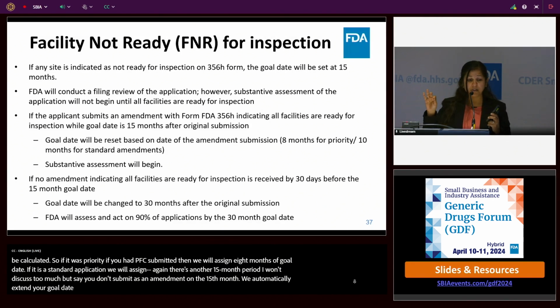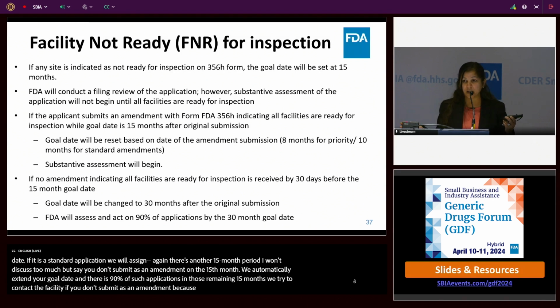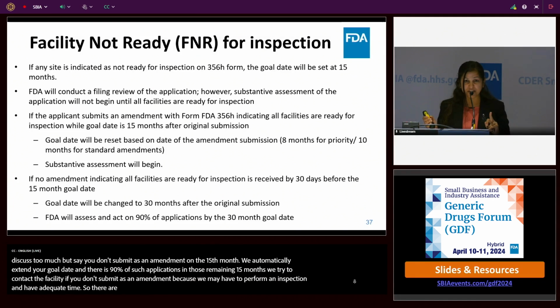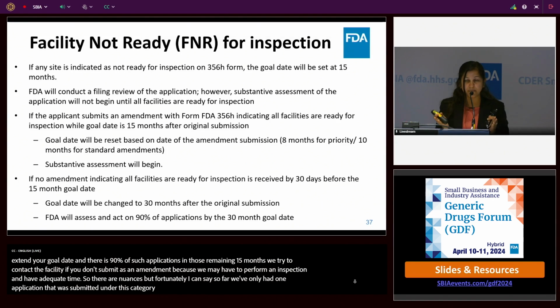We have a commitment to assess 90% of such applications. So in those remaining 15 months, we will try to contact the facility if you don't submit an amendment, because we may have to come for inspection. We have to have adequate time for inspection. So there are some nuances, but fortunately I can say that so far we only had one application that was submitted under this category, and the applicant submitted within the first 15 months an amendment saying that they are ready.